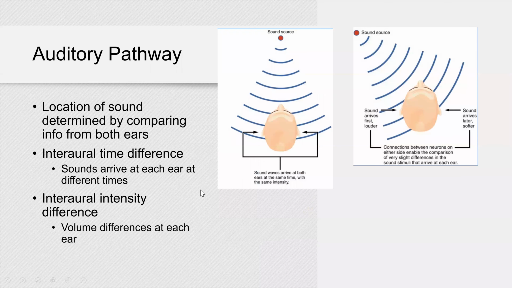Now, the location of sound is determined by comparing information from both ears. Your ears look at a time difference, when a sound reaches the right and left ear, and an intensity difference, so where the sound is louder. By comparing these two factors, you can determine where the source of sound is.